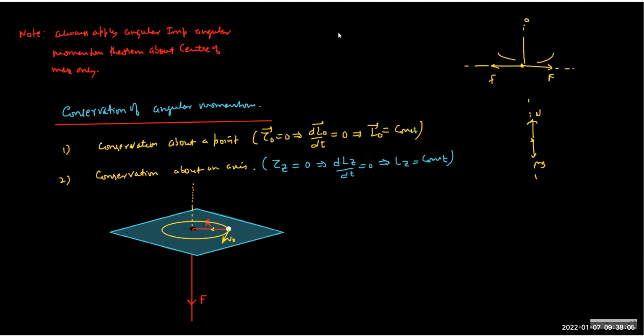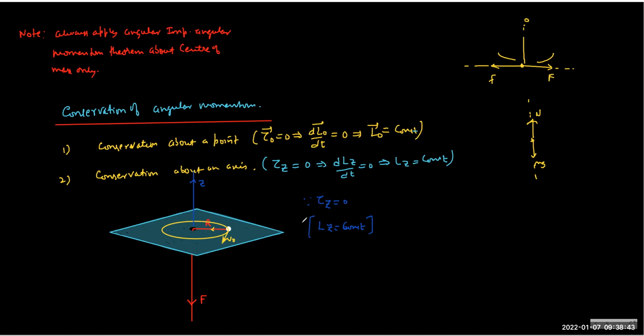If I add all forces about this axis, then we can actually claim that about this axis, the angular momentum must be conserved because there is no net torque. So if I call the axis the z axis, since torque about the z axis is zero, therefore the angular momentum about this axis must be constant or conserved.